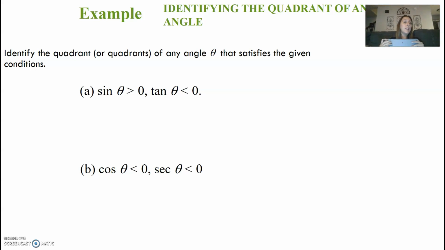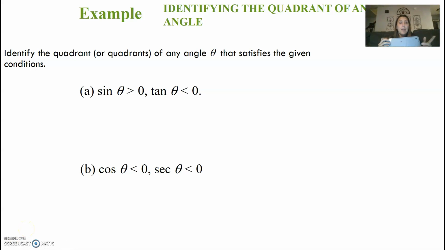Okay, so we're going to identify the quadrant or the quadrants of any angle theta that satisfies the given conditions. Go ahead and hit pause, and I'd like you to take these two questions down so we can go over them.